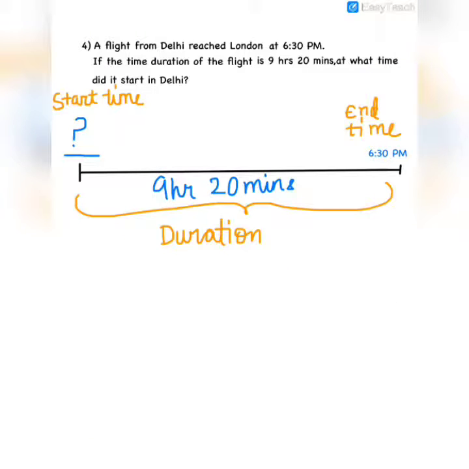Our next question says, a flight from Delhi reached London at 6:30 p.m. If the time duration of the flight is 9 hours and 20 minutes, at what time did it start in Delhi? It means there was a flight which started from Delhi and it reached London at 6:30 p.m.